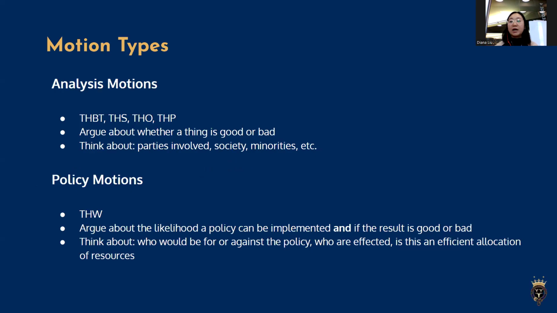So there are a couple of motion types within the Canadian National Debate Format. The first and most common of which are analysis motions. You can see that motions all start with TH, which is just short for "this house," which refers to society at large, unless it's otherwise specified to be a more specific group of people or even a particular individual. Analysis motions include "this house believes that," "this house supports," "this house opposes," and "this house prefers." In an analysis motion, you are to argue about whether a thing is good or bad.